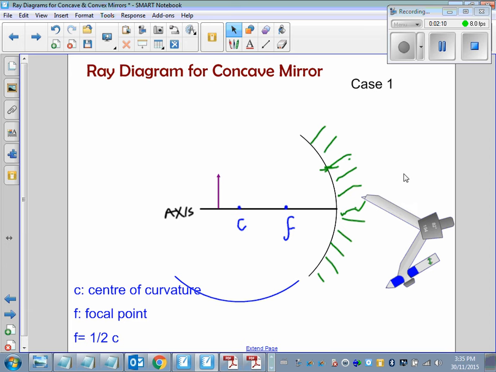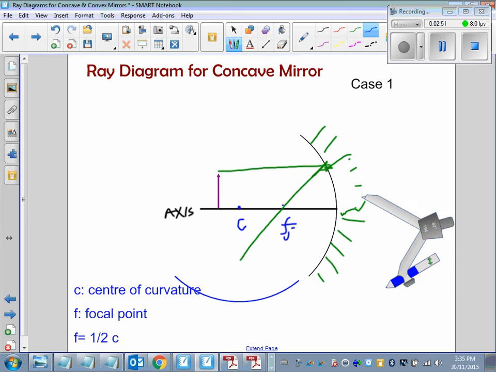To do so, we're going to begin by drawing one of the common rays, which is parallel to the axis, being the black horizontal line. So we're going to draw a ray parallel to that, and once it strikes the concave mirror, it's going to reflect back through the focal point. So let's have a look at that. A line gets drawn in, and it's going to reflect back through the focal point, which will be here.